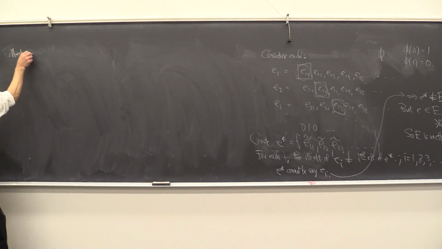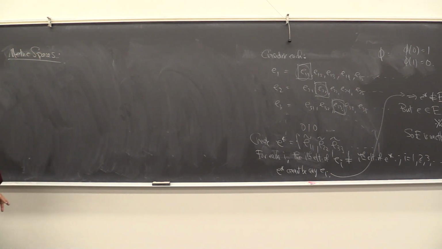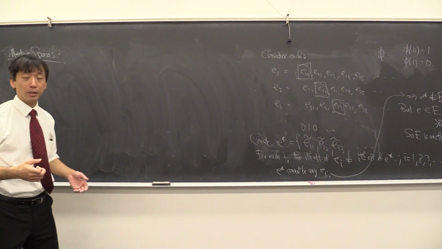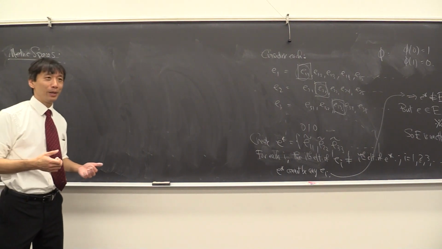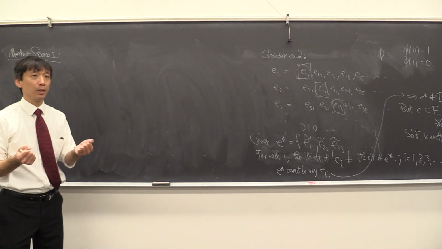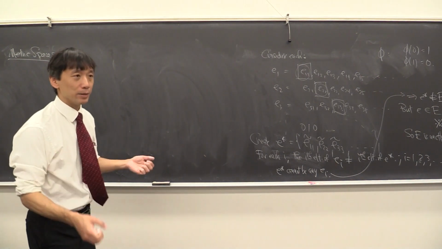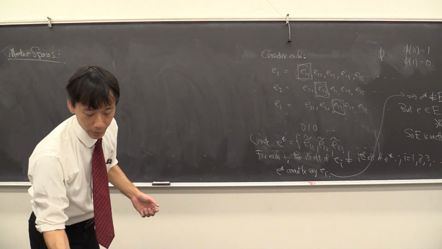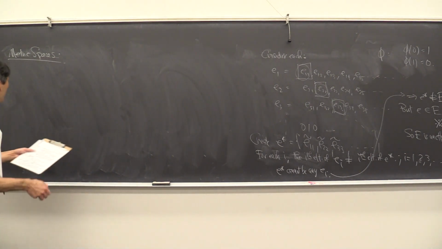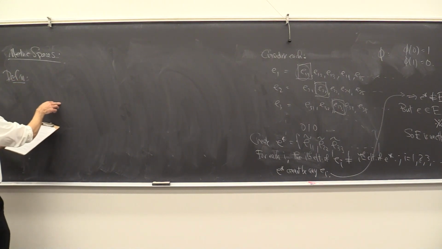Now we get into metric spaces. A metric space is just a space that has a metric, and a metric means a way of measuring distance. But what do we mean by distance? It has to satisfy certain properties. So let's make this formal.